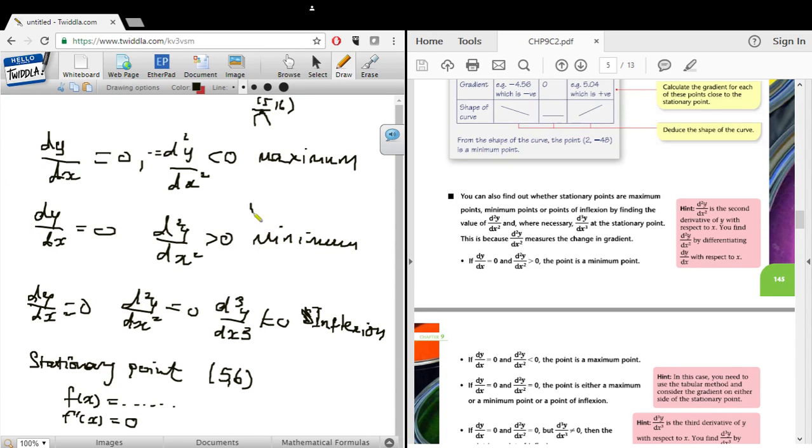If the second derivative is greater than 0, it's a minimum. And if we have differentiated it three times and it has a value not equal to 0, then it's a point of inflection, and it can appear as such.